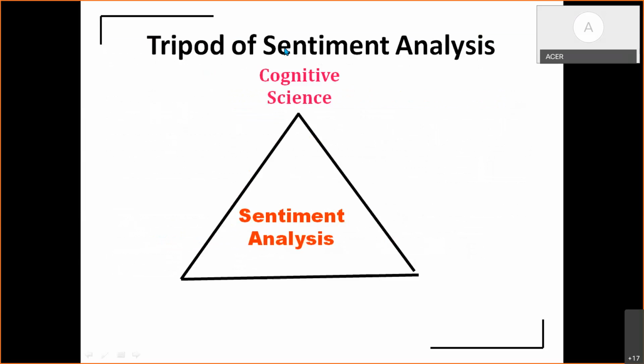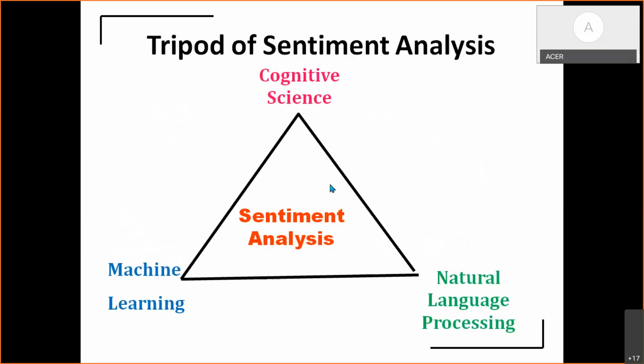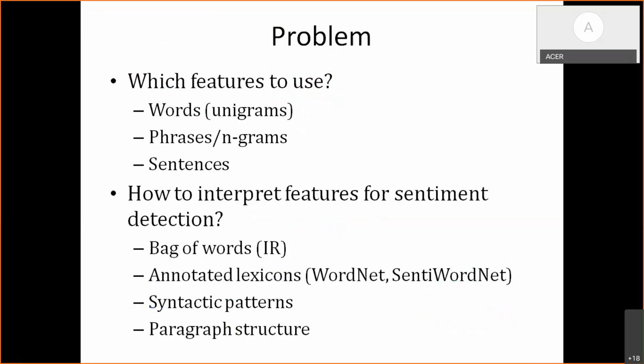Now, if I talk about sentiment analysis, it has three branches. One is cognitive science, then we have machine learning, and then we also have natural language processing. All of them are interdisciplinary, and together they help us in understanding text analysis, right? The problem is which features we have to use in the text, whether we have to use words or phrases or sentences. This is the first thing. And how to interpret features for sentiment detection.